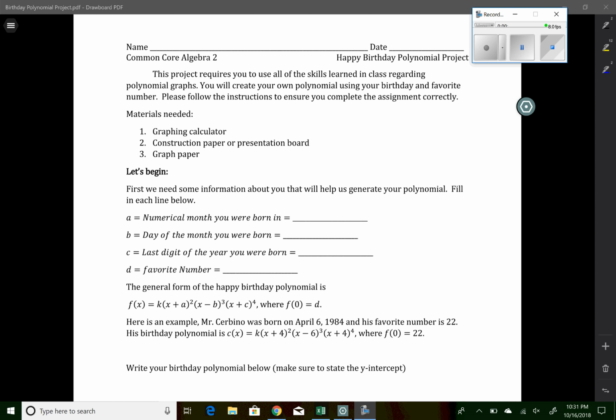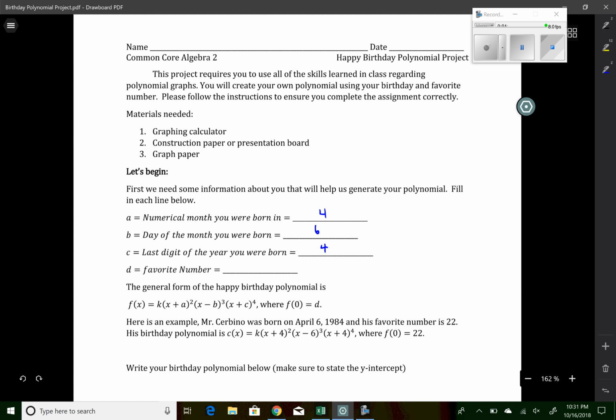So I've created this polynomial with an a, a b, a c, and a d as four different variables. Each variable is representing something from your birthday and/or your favorite number. So my birthday is April 6, 1984. So the a value that I'm going to use is 4 because April is the 4th month. So I would put 4 here for a. I would then put 6 in for the day of the month I was born. And 1984 ends with a 4. So I'd also have a 4 at the end.